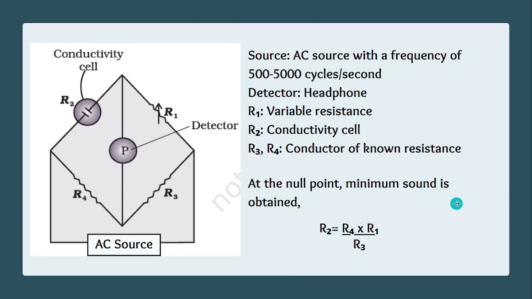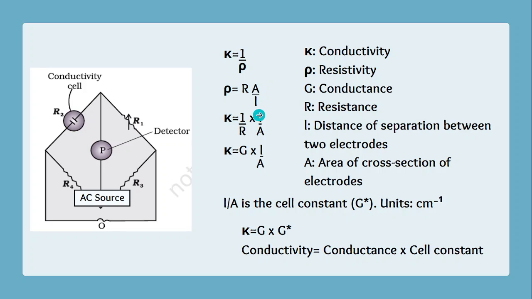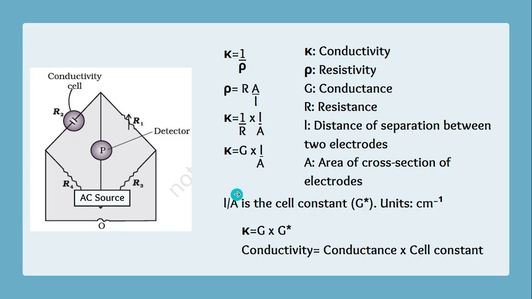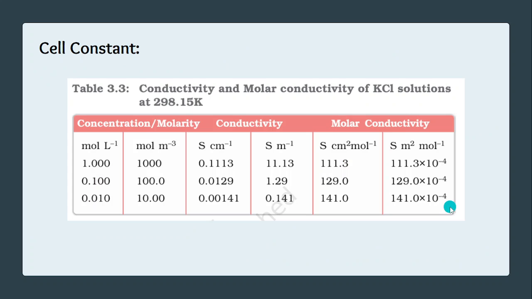So from resistance, 1 by R is equal to the conductance. So we're able to calculate the conductance, and the cell constant is related to the length and the area. The length is the distance of separation between the two electrodes, and the area of cross section of the electrodes is A. Okay, now cell constant, that's a new thing that I just spoke about.